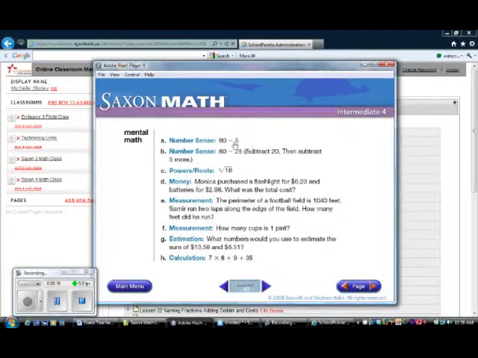80 take away 5, counting by 5s backwards, 75. Okay, now a new trick, 80 take away 25. I want you to take away the 20 first, so 80 take away 20, got that? Then subtract 5 more.